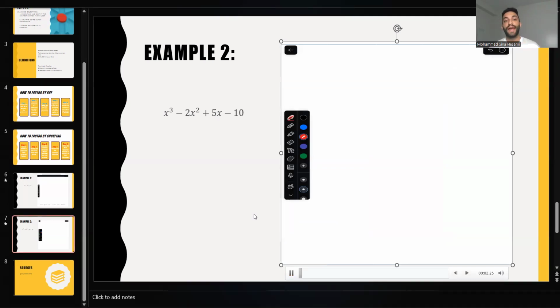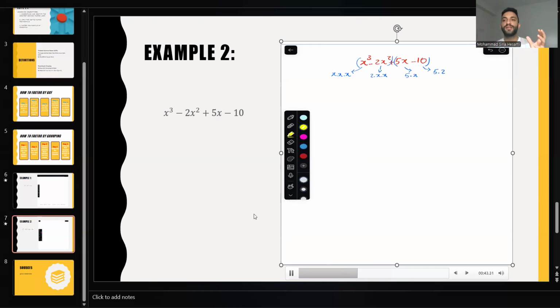Here we have a polynomial x cubed minus 2x squared plus 5x minus 10. So what we do is first, as we went over in the steps, we try to group the terms that have common factors, which here are x cubed minus 2x squared and 5x minus 10. If we rewrite x cubed, we get x times x times x. If we rewrite 2x squared as its factors, we get 2 times x times x. If we rewrite 5x, we get 5 times x, and 10 is 5 times 2.